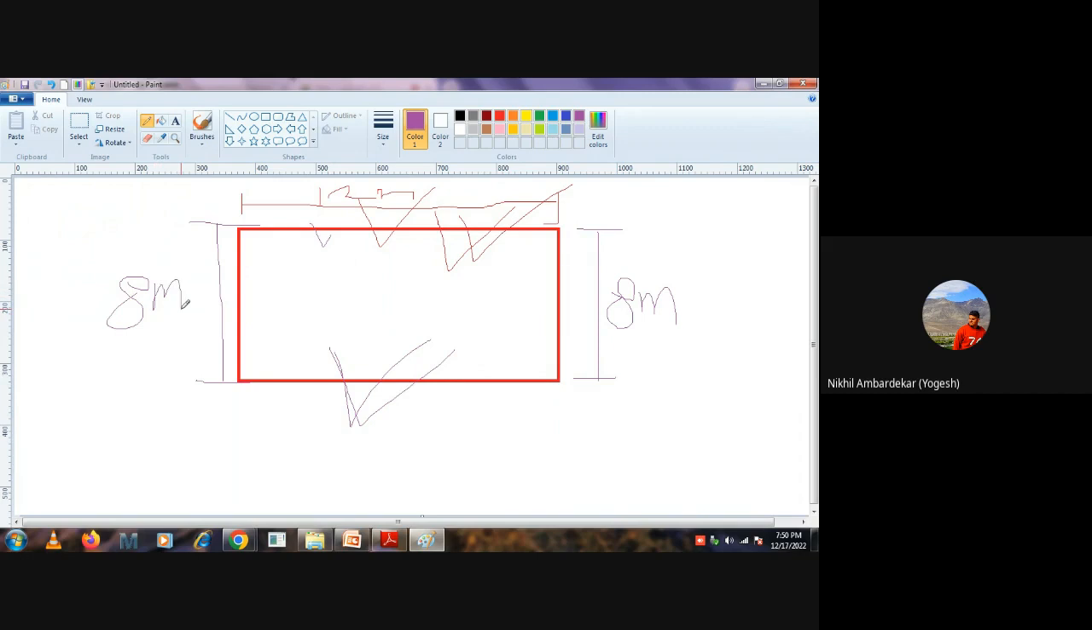So now what will be the only change? B by A, sorry. What is that aspect ratio now? That is 2. Correct? Understand what I'm saying? Are you with me or not? Yes, sir.